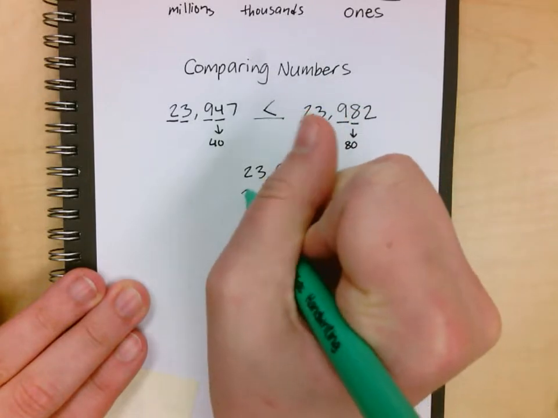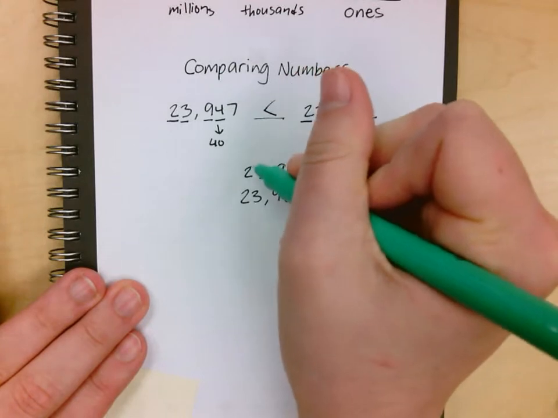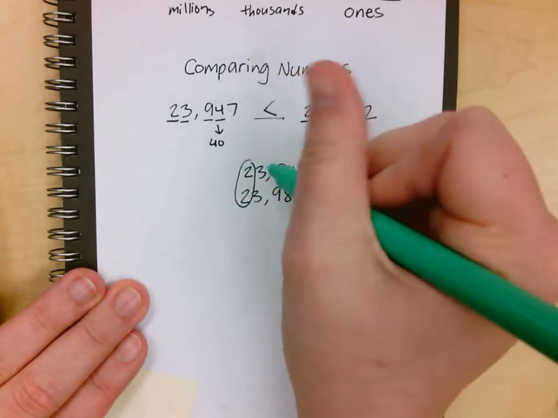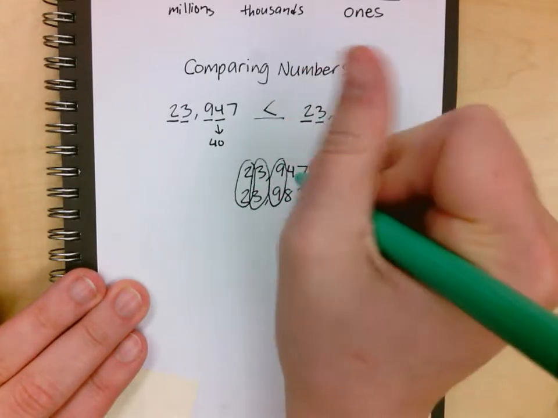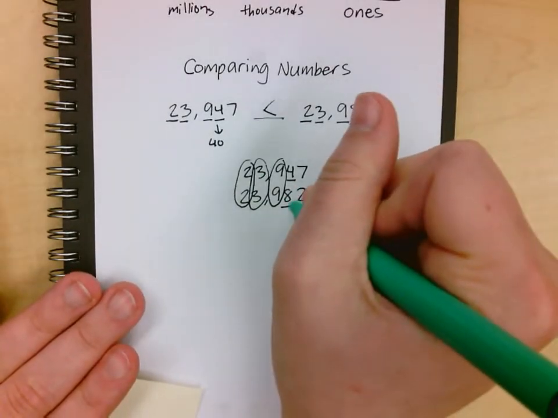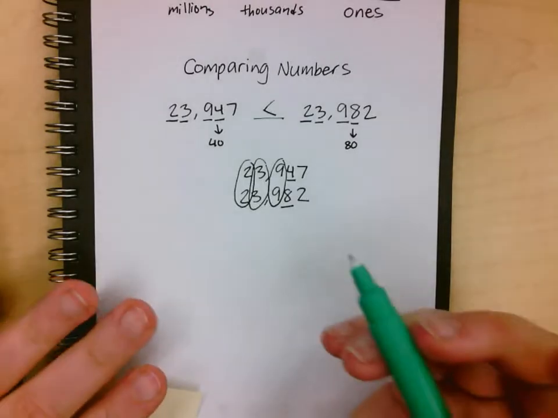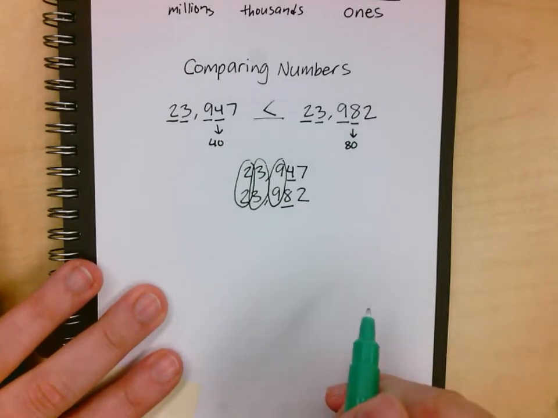23,947 and 23,982. I look, I see that my 10s are the same, my 10,000s are the same, my thousands are the same, my hundreds are the same. Here I'm different, 4 10s and 8 10s, so I know that this number, 23,982, is greater than the other number.